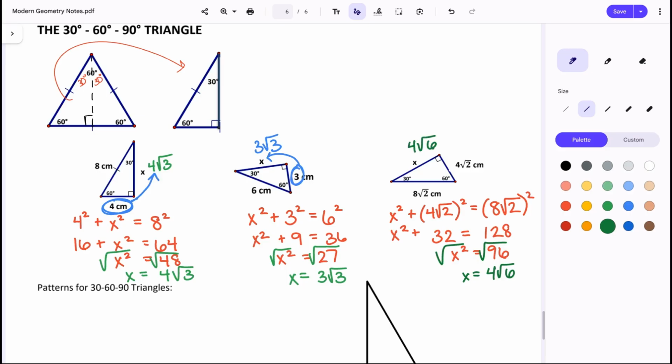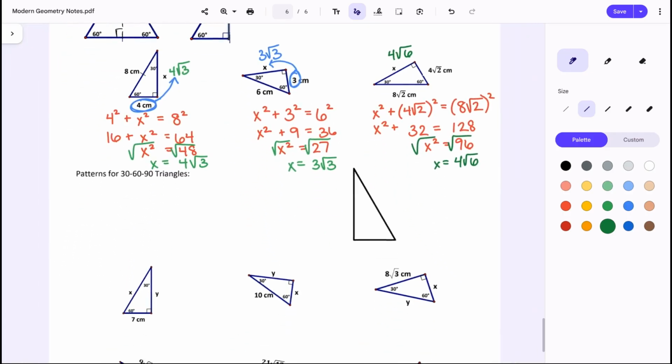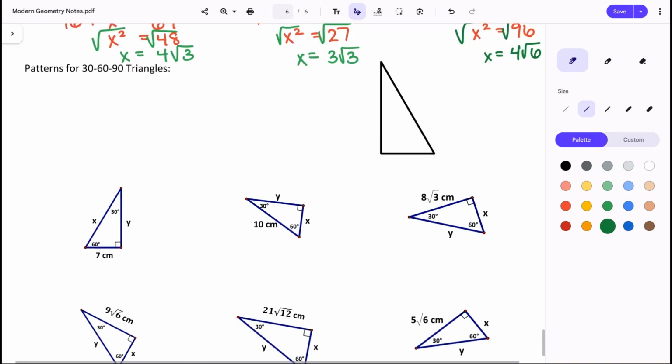Good. Okay. So yesterday when you guys did this, we had some problems where they maybe gave you the shorter leg or they gave you the hypotenuse and you were able to figure out that third side that has that square root involved, right? But just like a couple days ago when we did 45, 45, 90 triangles, there was a pattern. There was a definite relationship between those three sides that allows us to do this a little bit quicker, okay? So let's take a look at that down here.